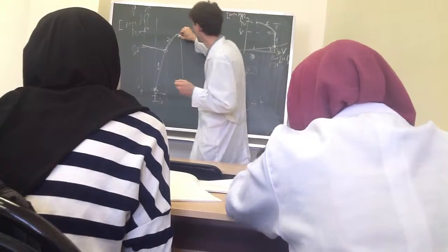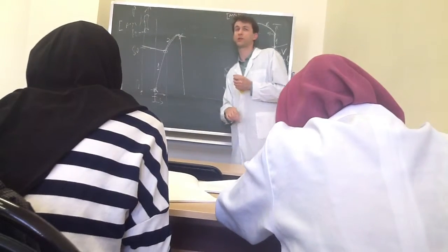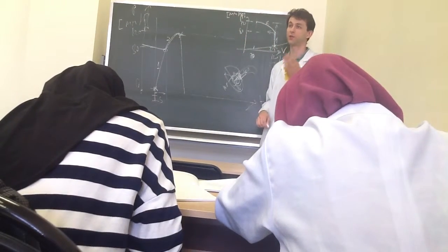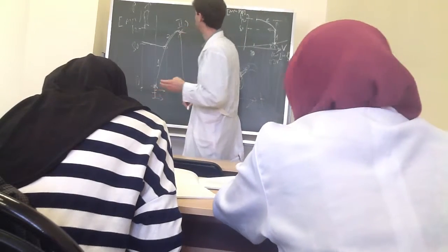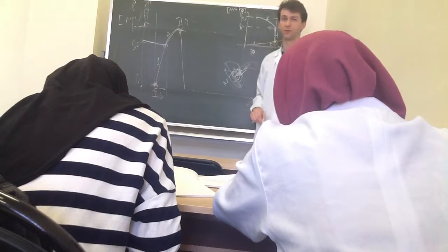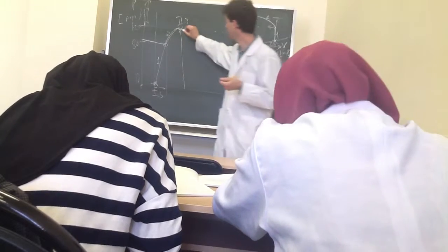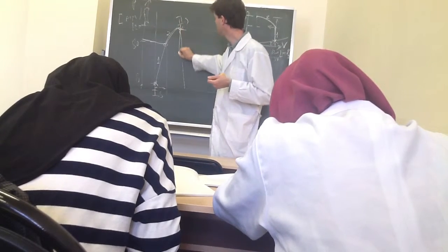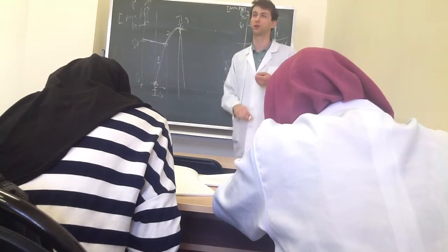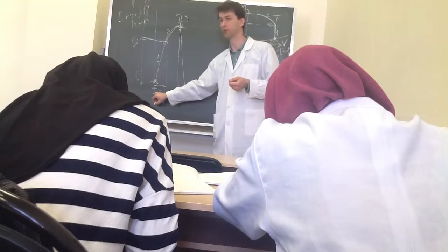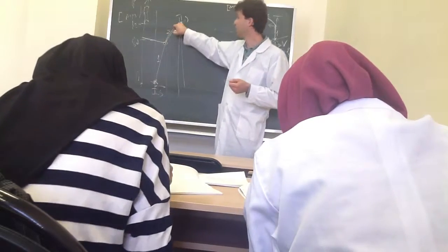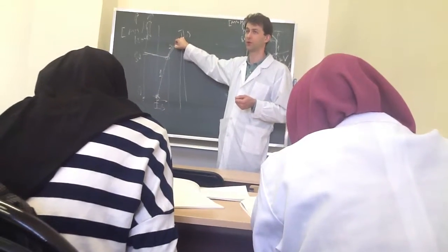The closure of the aortic valve shows us the end of the systolic period. We call this the second sound of the heart. It's the point when the systolic period finishes and the diastole begins. That's why we call the first sound the systolic sound and the second sound the diastolic sound of the heart.